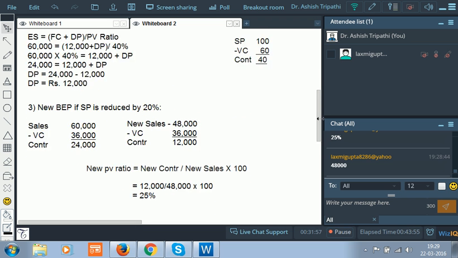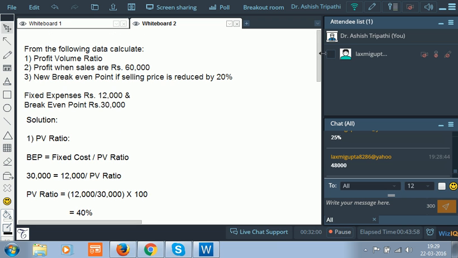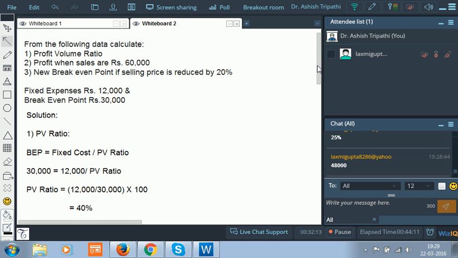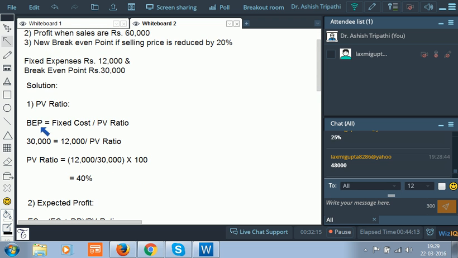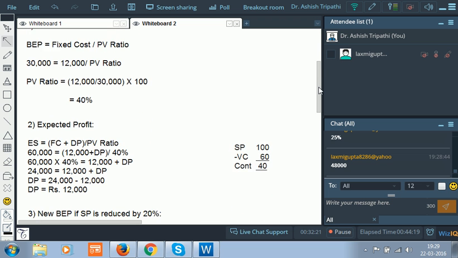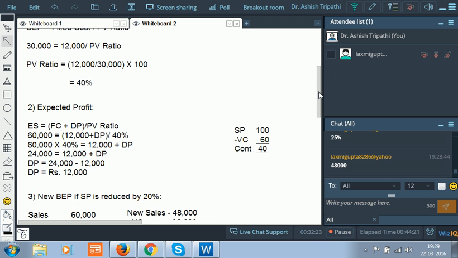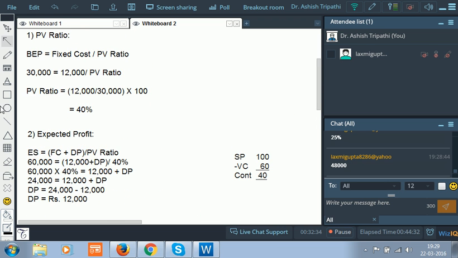Done. We have solved all the three things. You can go through once. You see, this was the question. We were supposed to solve three things: profit volume ratio, profit when sales are 60,000, and new break-even point if selling price is reduced by 20%. So first we calculated PV ratio with the help of break-even point ka formula. We got 40%. Then the second thing was we were supposed to calculate expected profit if your expected sales is 60,000. So we were able to calculate expected profit as 12,000.